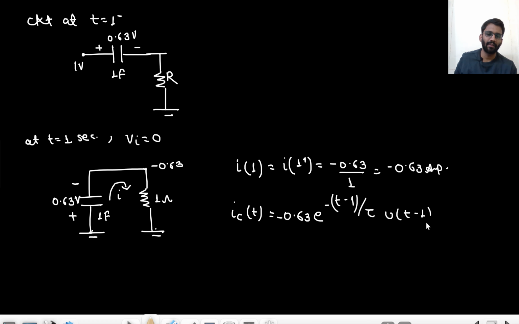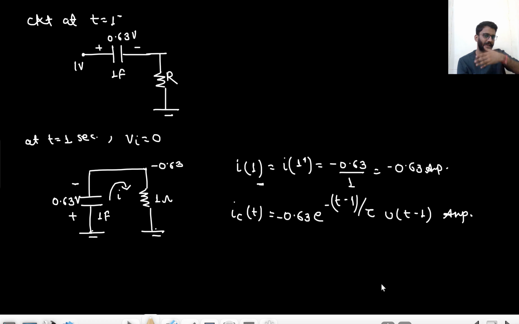And why did I put t minus 1? Because whatever is happening is happening from t equals 1. Here they are asking what is the value of current at t equals 1. If you put 1 here, this term will be e to the power 0, and e to the power 0 means 1. So the current answer would be minus 0.63 ampere only, right?